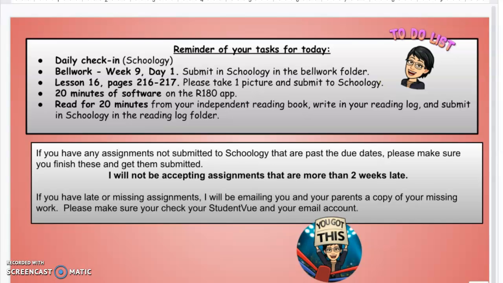Now, here's your reminder for your tasks for today. Daily check-in, your bell work, lesson 16, 20 minutes of software, and reading for 20 minutes. And again, you can pause this recording and you can go back as you need to re-listen to the story or to reread it on your own if that helps you answer the questions.